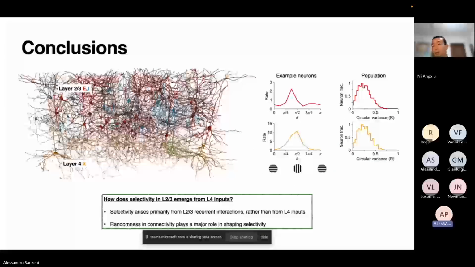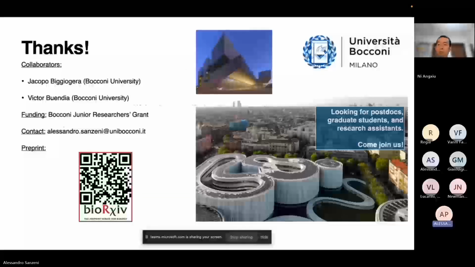So just to summarize, we set out to study what are the mechanisms of feature selectivity using connectomes to constrain models. We focus on a specific question that is how selectivity in layer 2-3 emerges from layer 4 inputs for oriented stimuli. And we find that recurrent interaction seems to be the dominant contributor, and randomness in connectivity plays a major role over structure in shaping selectivity. Okay, I conclude, thank you for your attention.